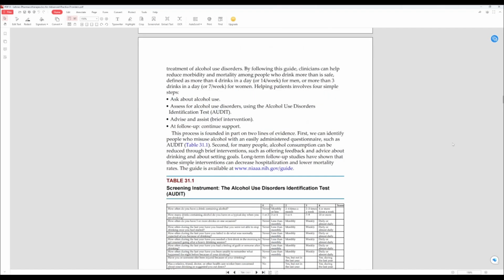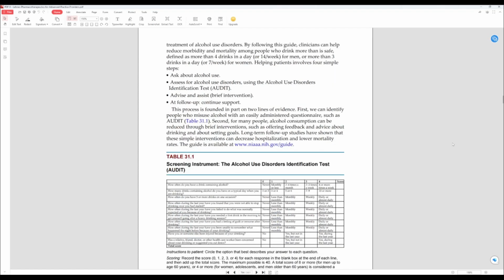By utilizing this guide, clinicians can help reduce morbidity and mortality among people who drink more than is safe, defined as more than 4 drinks in a day or 14 in a week for men, or more than 3 drinks in a day or 7 per week for women. Helping patients involves 4 simple steps. Ask about their alcohol use, assess for alcohol use disorders, including with the Alcohol Use Disorders Identification Test, advise and assist, and at follow-up appointments continue to provide support.